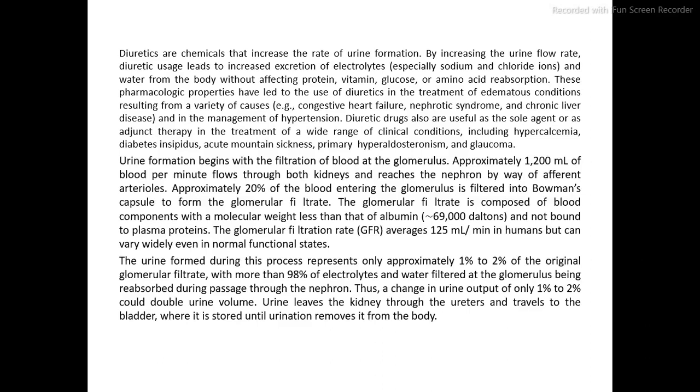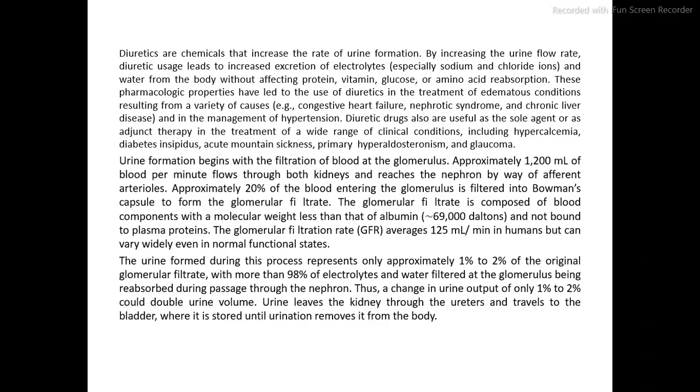electrolytes. Now, which electrolytes they excrete from our body? Especially sodium and chloride. Of course, they also excrete other electrolytes, but especially they excrete sodium and chloride ions from our body with the water without affecting protein, vitamin, glucose, or the amino acid reabsorption. So that's what the diuretics are.